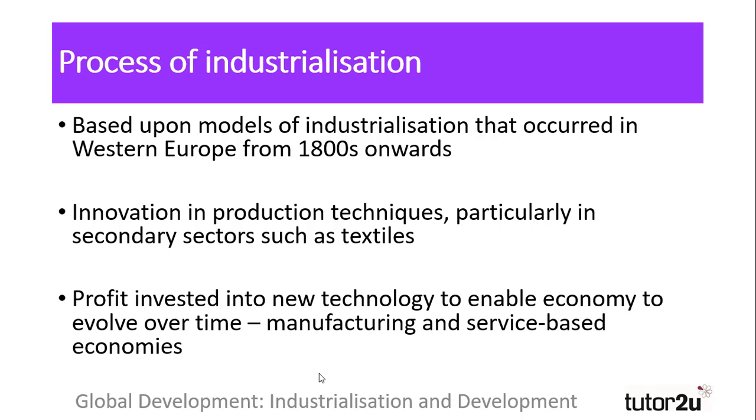The process of industrialisation occurred in Western Europe during the course of the Industrial Revolution, with at first the development of textile mills and the development of more innovative methods of production such as assembly lines, and this led to the production of heavier machinery. At each stage of industrialisation, profits were invested into new forms of technology that would increase output, and this drove economic growth in the West.